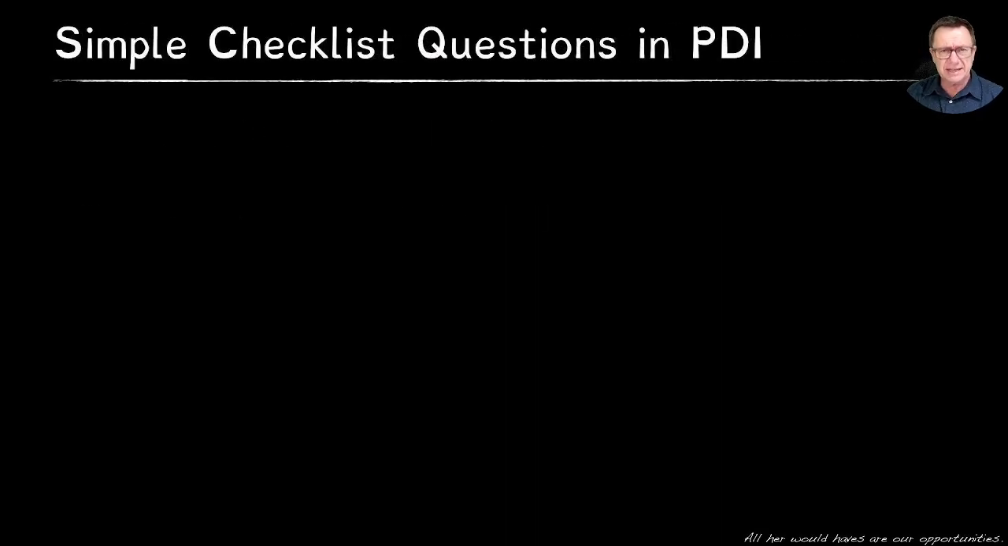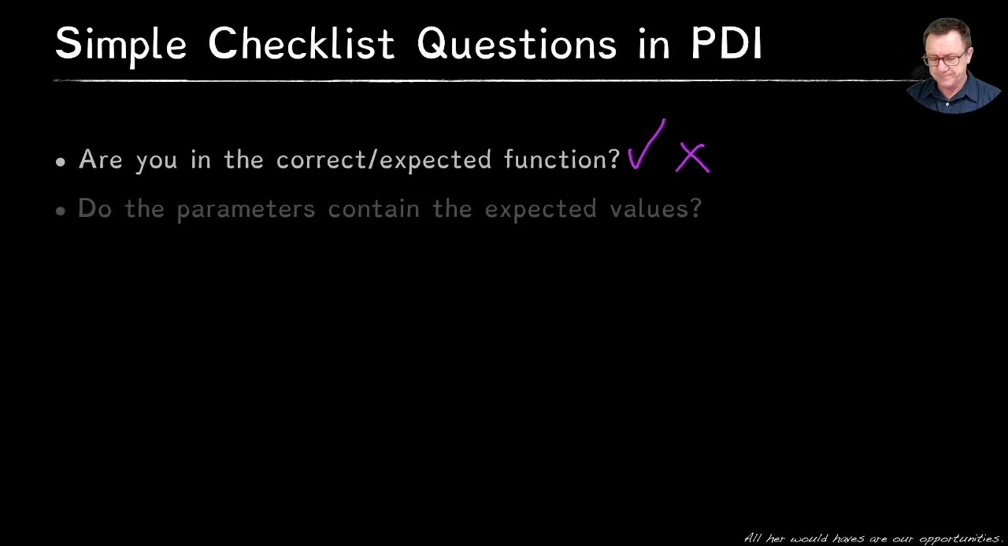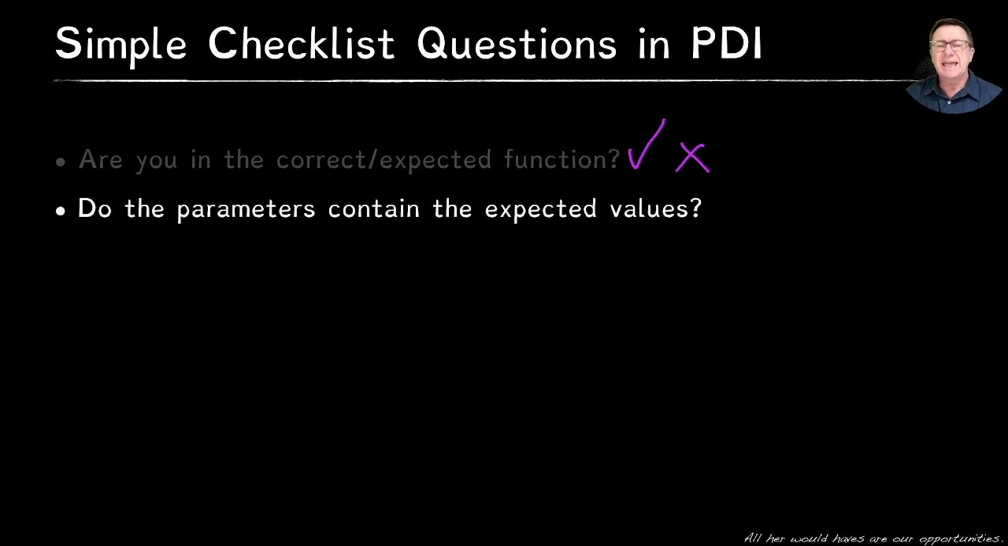So some simple checklists that we can work with in PDI go something along these lines. Are you in the correct expected function? When the code is executing, is this where you expect it to be? Yes or no? Do the parameters contain the expected values? So you can test that within a function. Your first line inside the function, did the parameters come with the expected values? Yes or no?